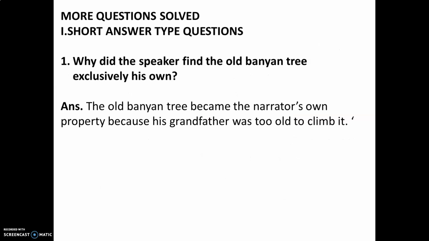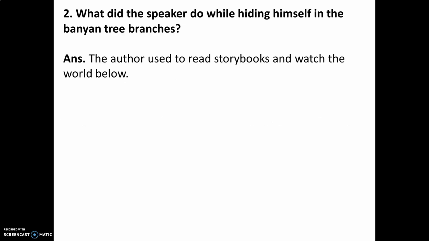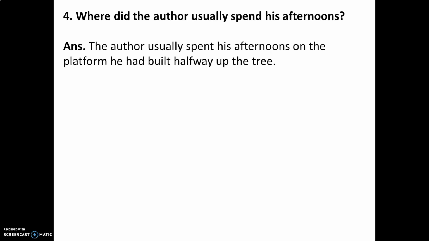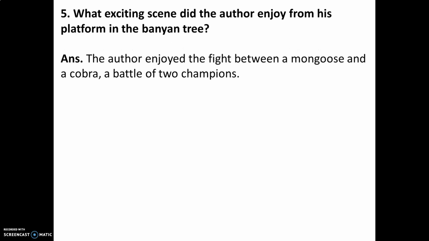Now more questions. Why did the speaker find the banyan tree exclusively his own? The old banyan tree became the narrator's own property because his grandfather was too old to climb it. What did the speaker do while hiding himself in the banyan tree branches? The author used to read storybooks and watch the world below. When did the banyan tree become a noisy place? The banyan tree became the noisiest place in the garden during the fig season. Where did the author usually spend his afternoons? The author usually spent his afternoons on the platform he had built halfway up the tree.